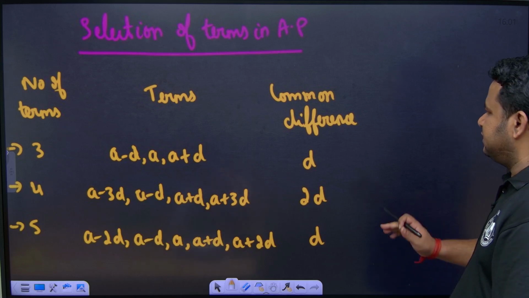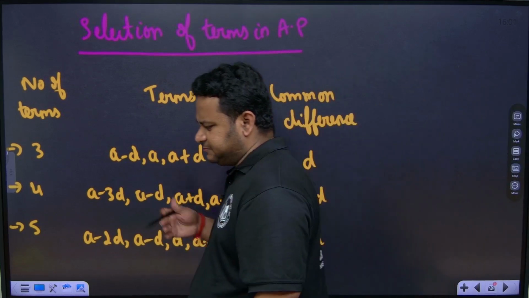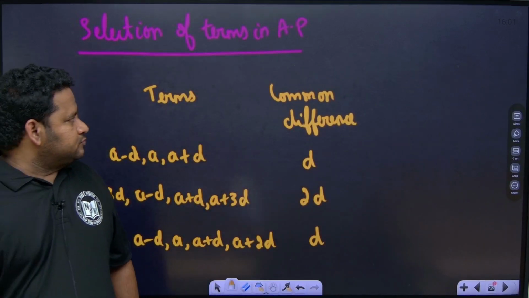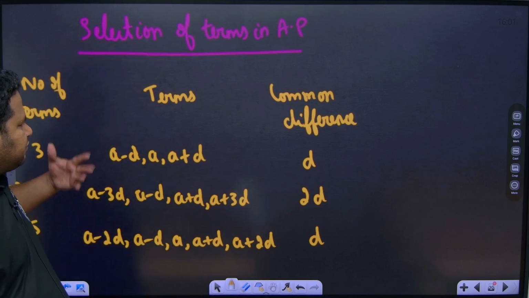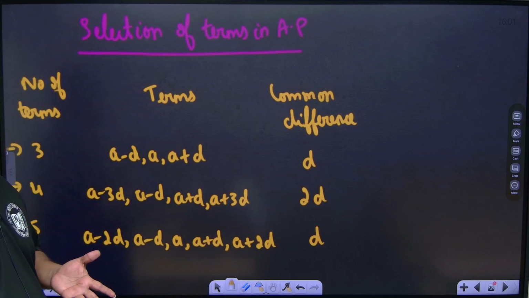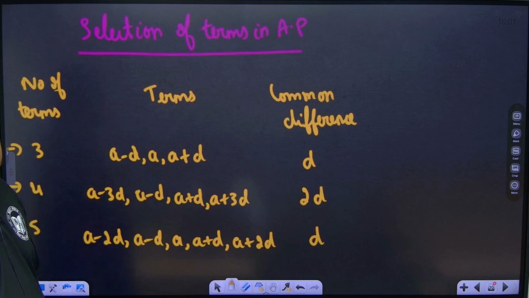Look at this last part in AP. Suppose they give the number of terms in an AP, then how do you select the terms? What kind of terms you have to select? Suppose an odd number of terms is given, or an even number of terms is given, you have to focus. Selection of terms in an AP.